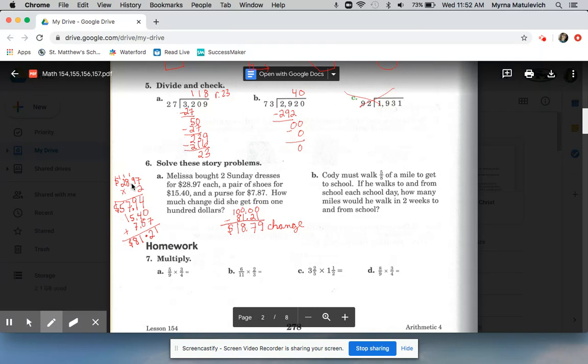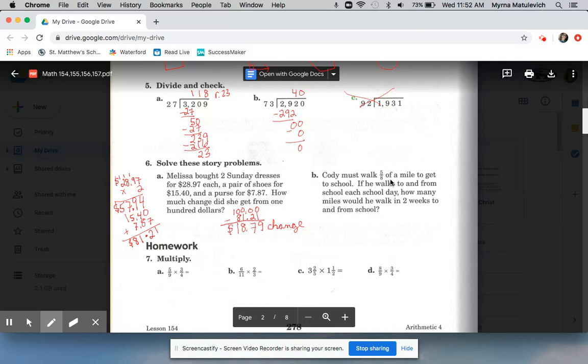So $28.97 times 2 is $57.94. I added the cost of both dresses to the shoes and the purse, and I got a total of $81.21. I subtracted that from $100, and I got $18.79 in change.